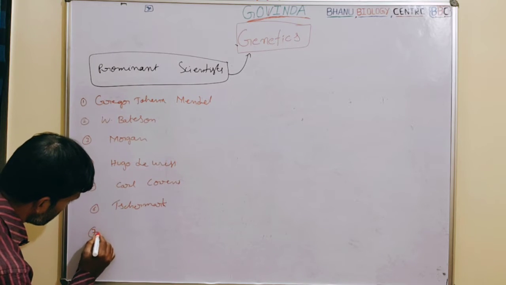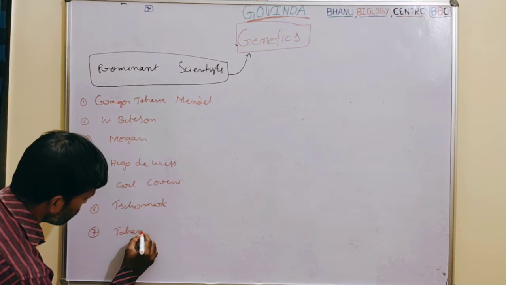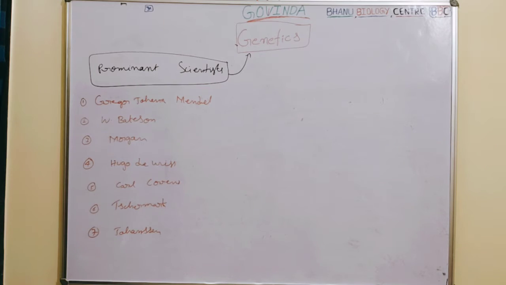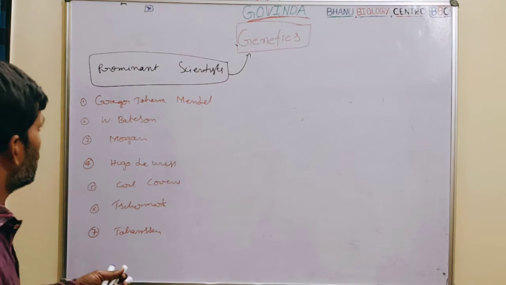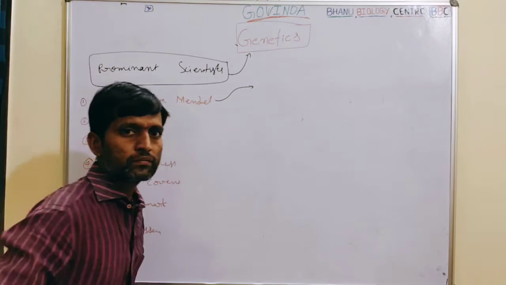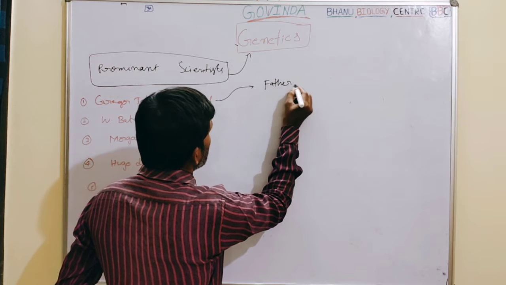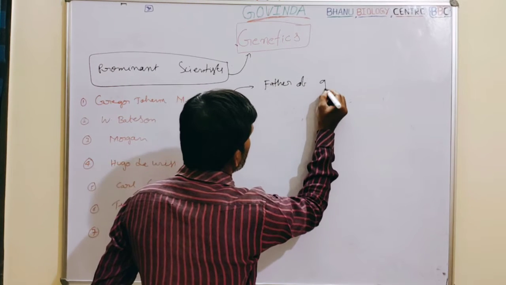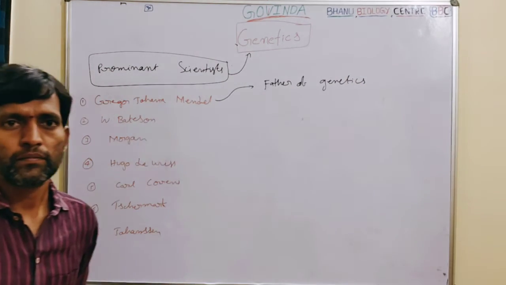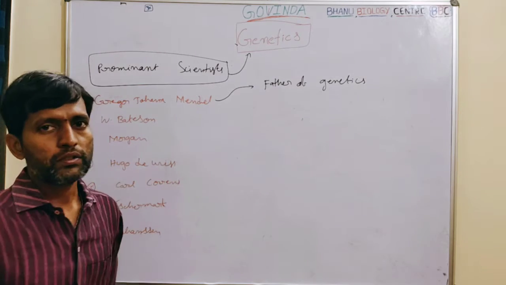Next, another person is Johansson. Right. First, we talk about Gregor Johann Mendel. He was the father of genetics. For the first time, he laid down the platform for genetics.